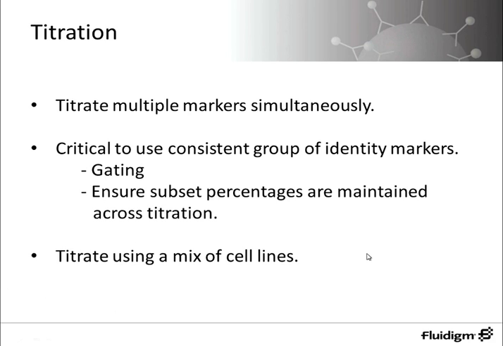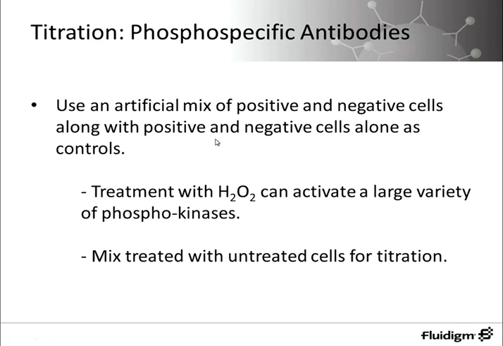Sometimes people titrate using a mixture of cell lines if they have cells at very low frequency, for instance, in tissues like blood or lymph node. For doing titrations of phosphospecific antibodies, it can be helpful to have an artificial mix of positive and negative cells. So stimulating cells and then spiking in cells that were not stimulated as your negative population. And one thing that's just a nice tip is that if you use hydrogen peroxide, this can actually activate a large variety of phosphokinases, allowing you to titrate without doing multiple stimulations.